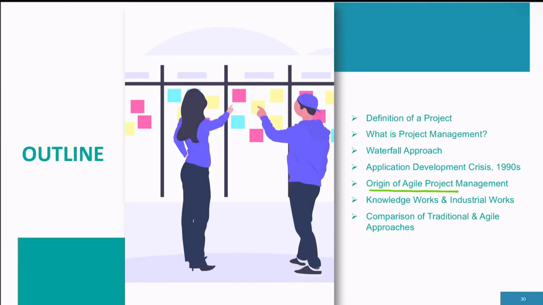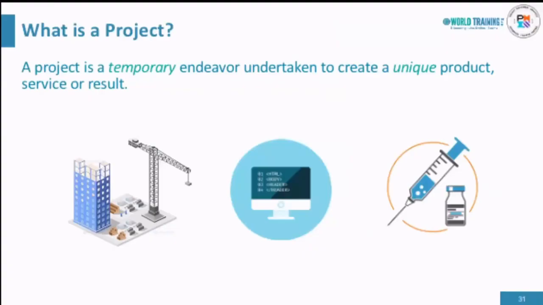So we'll discuss the origin of the project management approach, the Agile project management approach, and then we'll see different types of work, knowledge work and industrial work, and different types of approaches which are required for knowledge work and industrial work. And we will see what's the difference between traditional project management approaches and Agile project management approaches. To start with, let's start our discussion with the definition of a project.